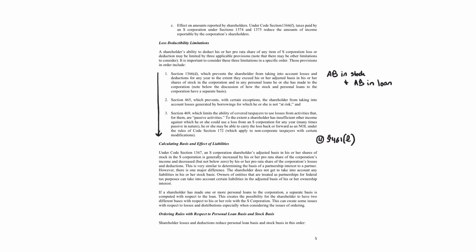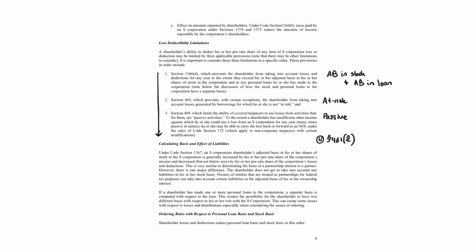The second stop is the at-risk rules. Just like for the partnership, with the at-risk rules you have to be at risk with respect to your investment. This was put in place because people were borrowing money non-recourse and then would be able to get benefits. So this stopped a lot of tax shelters. The third rule is the 469 passive activity loss rules, also put in place to stop tax shelters.